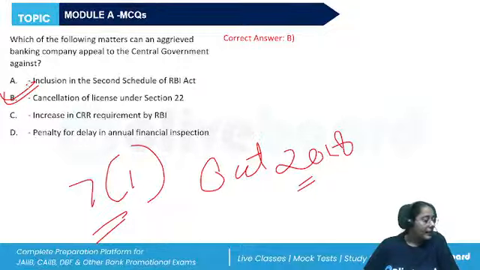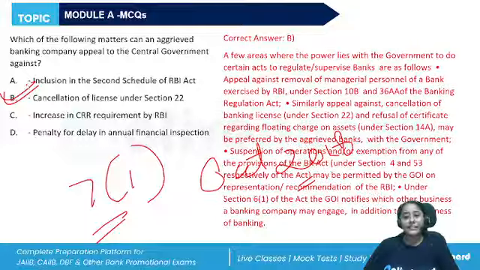Right? Yes. So if RBI cancels the license of any banking company, they can make an appeal to the central government and the decision of the central government will be final. Other areas: appeal against the removal of a managerial personnel of a bank, similarly, appeal against cancellation of banking license, refusal of certificate, suspension of operations, any other business that a banking company may engage. Right? So the correct answer is B.